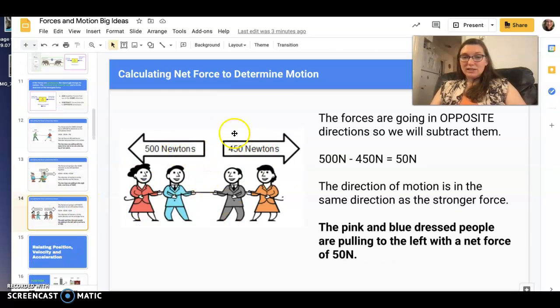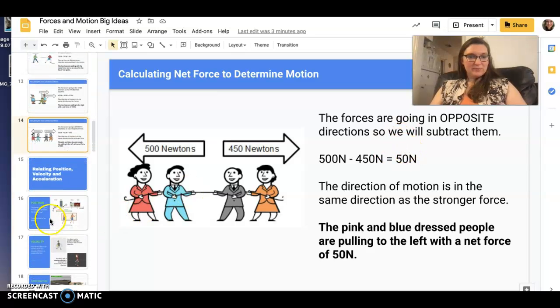And in this case, you're going to subtract again because you will find out that this side has a bit more force than that side. So we always do the largest force minus the smallest force to find out the difference there.